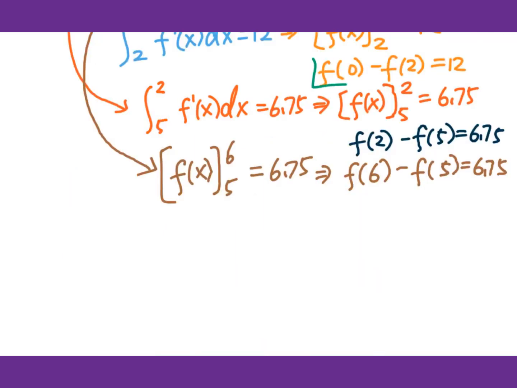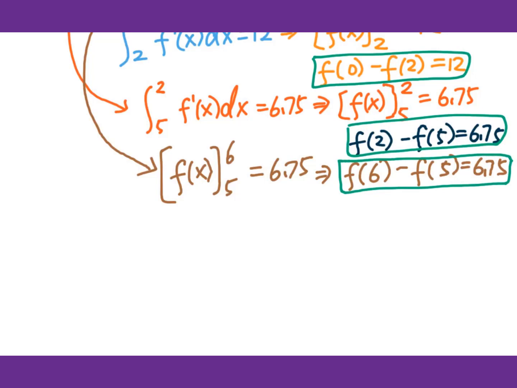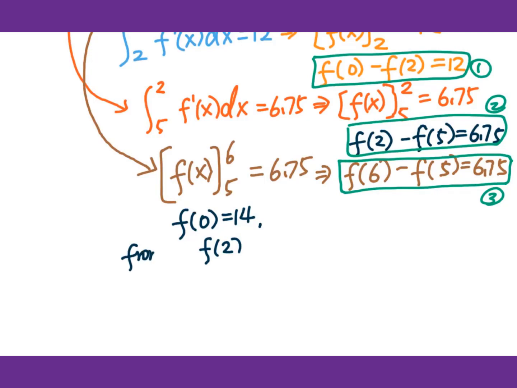Now we get this equation and this equation. Then we have this equation. Let's label them 1, 2, 3. According to the given information, f of 0 equals 14. So we can get f of 2 from 1. F of 2 equals 14 minus 12 equals 2.